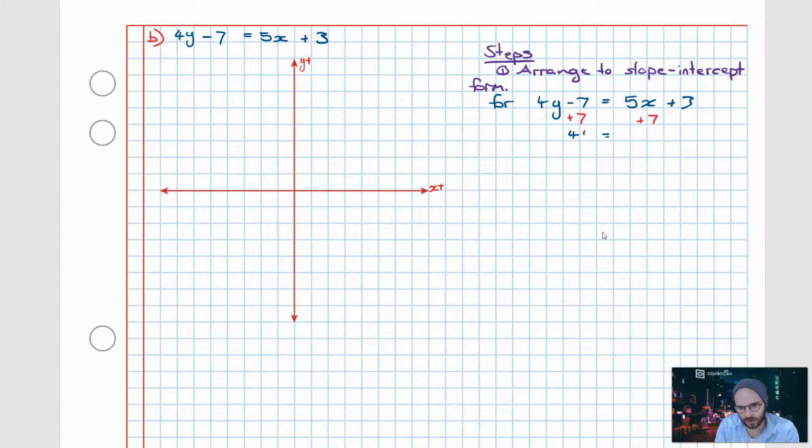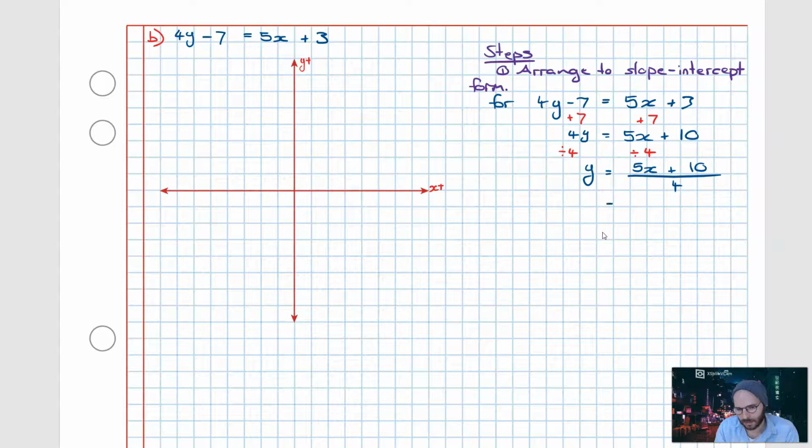This will yield 4y equals 5x plus 3 plus 7. And 3 plus 7, that's simply 10. Then we need to get rid of the coefficient in front of the y. So we're going to divide both sides by 4, which is going to yield, use 2 lines for this, y is equal to 5x plus 10, all divided by 4.